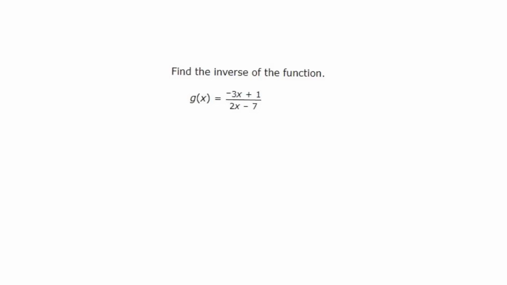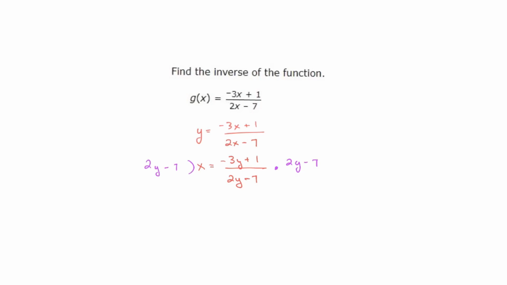Same thing, we're going to switch your x and y here. So this is a little different, but it's using the same system. I like that word, system. So we have x equal to negative 3y plus 1 over 2y minus 7. And again, we're trying to get y by itself. A few more steps than usual in this type of problem.